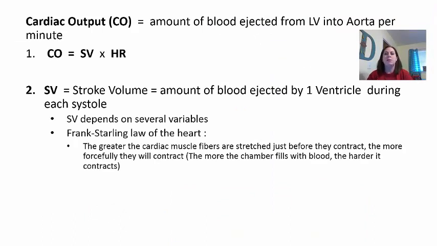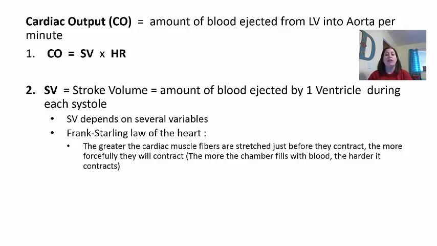All right, so the next thing I want to look at is what we call cardiac output, or CO. This is the amount of blood that gets ejected from the left ventricle into the aorta per minute. When we want to calculate the cardiac output, we have to look at two things. We have to look at the SV, which is the stroke volume, and the HR, which is the heart rate. We take the stroke volume, which is the amount of blood ejected by one ventricle during one systole, during one contraction, and then we multiply that by the heart rate, because the heart rate tells you how many times it contracted each minute.